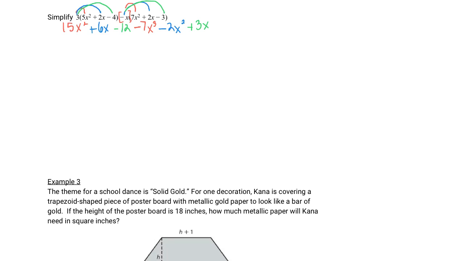Now let's see if we can combine any like terms. I've got negative 7x cubed because it's only x cubed. I'm done with that one. And then I've got 15x squared minus 2x squared. That's plus 13x squared. I'm done with the squares. And 6x plus 3x is plus 9x. And we're done with the x's, minus 12. And that's the final answer.